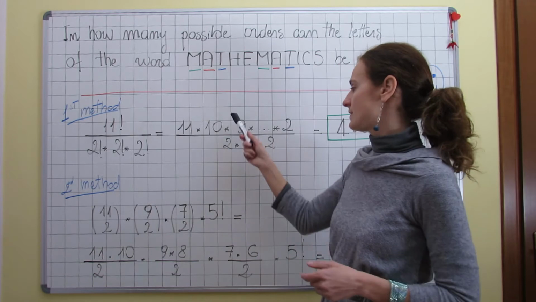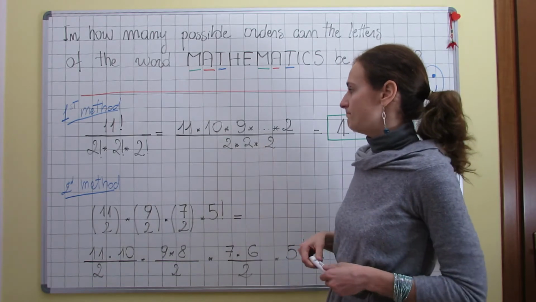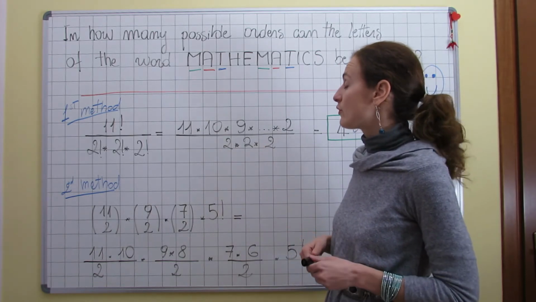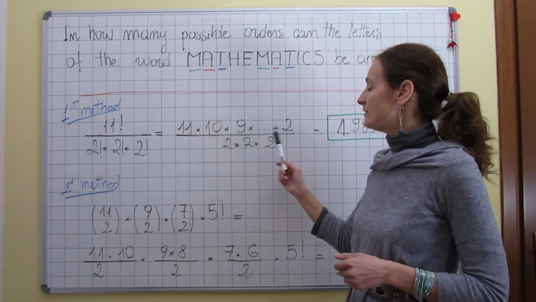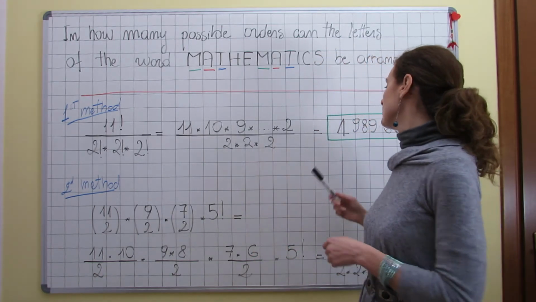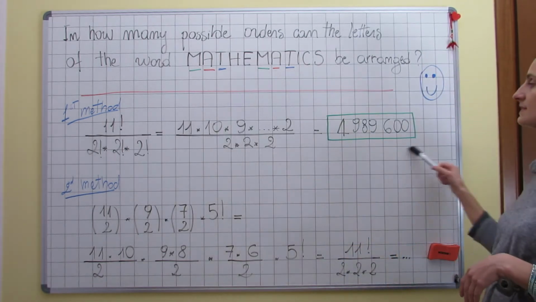Now you just have to perform your calculations. So 11 factorial divided by 2 times 2 times 2, which is this number.